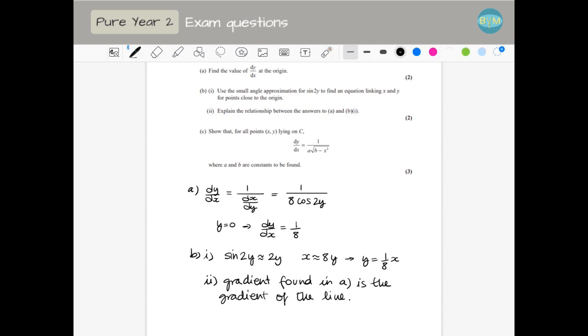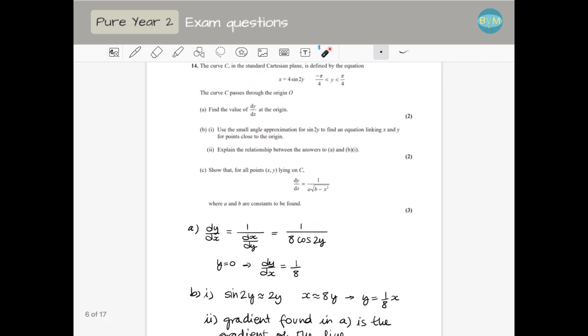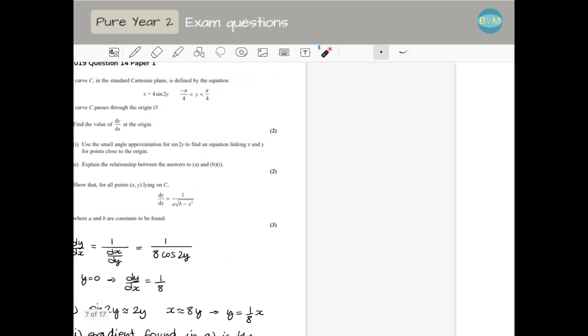And then C says, show that for all points x, y lying on C, the derivative can be written this way. So we have the derivative, this is the derivative, but this is the function, and they have eliminated y, they are writing x here instead of y. So what we can do, and you see you have a square root and something minus x squared, is they are substituting the cos by root of 1 minus sine squared. They are using the identity.